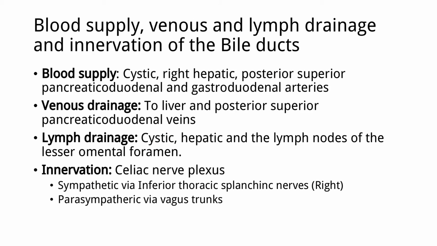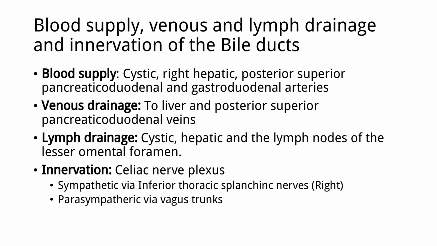Let's talk about the blood supply, the venous and lymph drainage, and innervation of the bile ducts. So the blood is supplied by the cystic, the right hepatic, posterior superior pancreaticoduodenal, and gastroduodenal arteries, depending on the bile duct's location. The venous drainage of the bile ducts is to the liver and posterior superior pancreaticoduodenal veins. The lymph is drained to the cystic, hepatic, and lymph nodes of the lesser omental foramen.